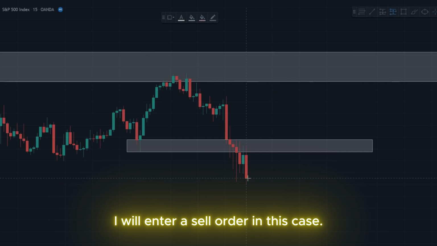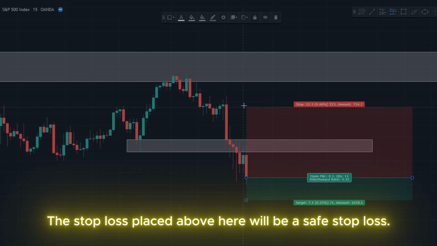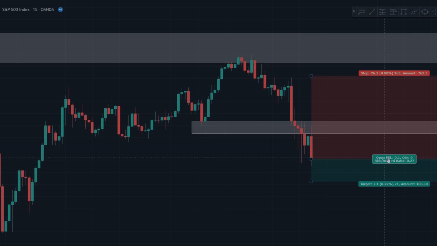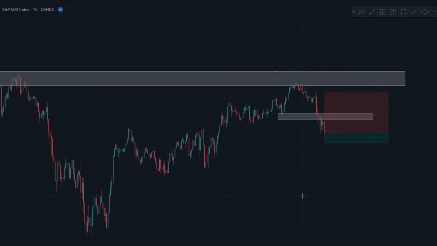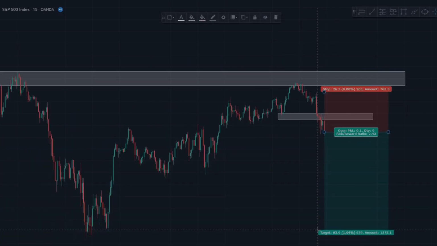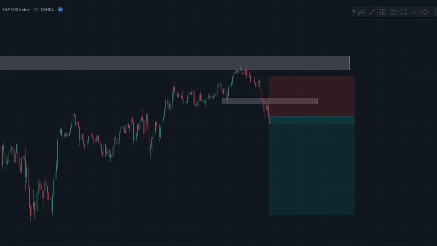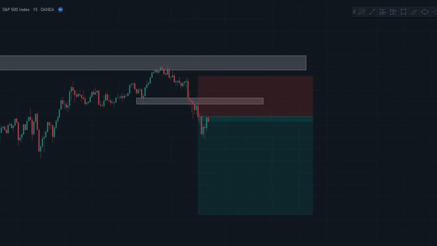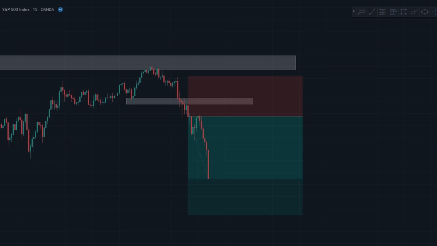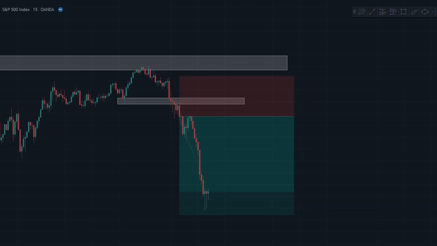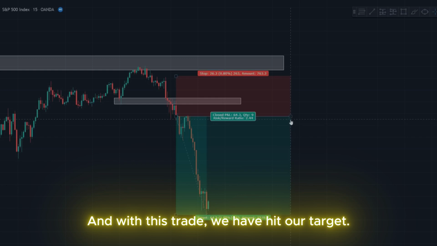I will enter a sell order in this case. The stop loss placed above here will be a safe stop loss. We target the low down here. And with this trade, we have hit our target.